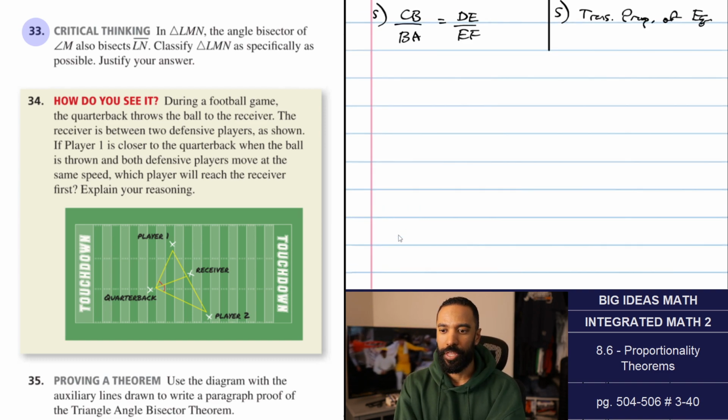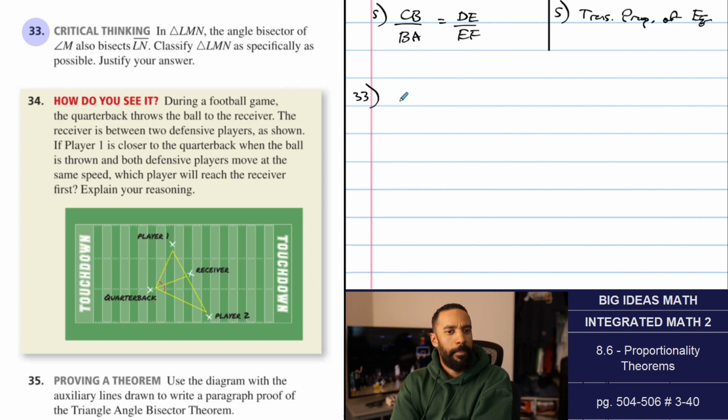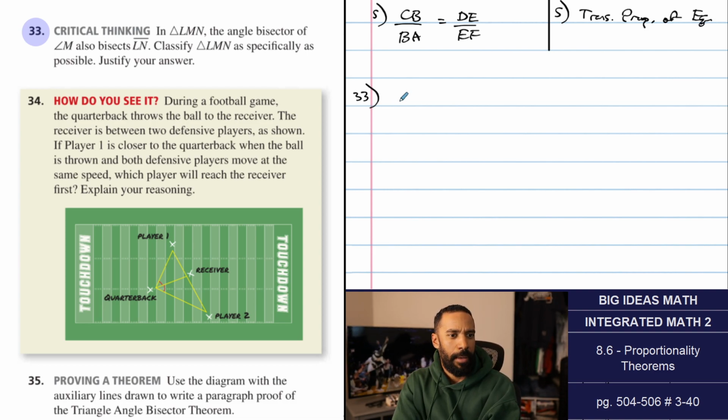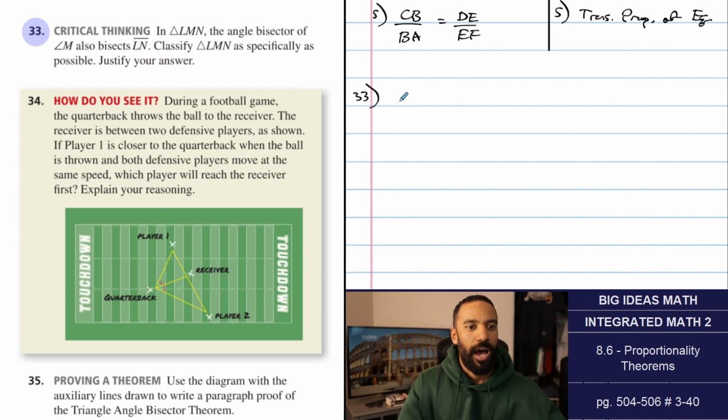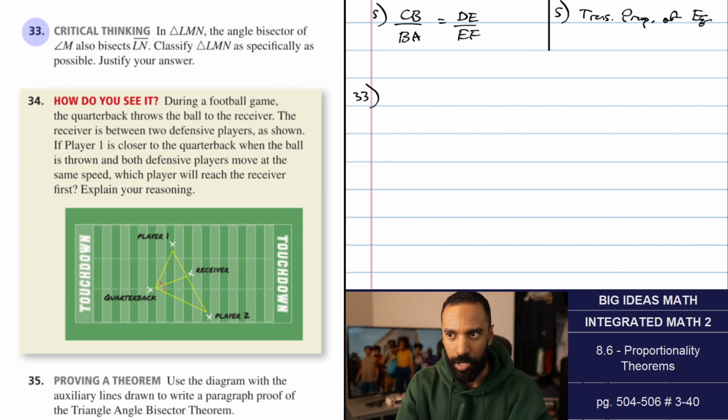Number 33, critical thinking. In triangle LMN, the angle bisector of angle M also bisects LN. I'm going to get water here soon too because I'm dry after this problem. Classify triangle LMN as specifically as possible. Justify your answer. Okay.